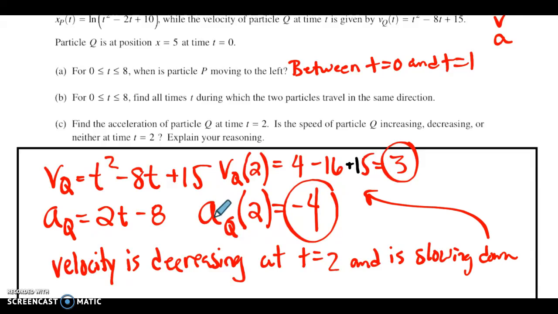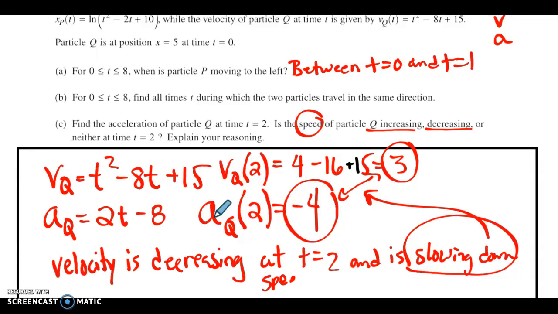It can be a little confusing sometimes when they say, is the speed of the particle increasing or decreasing? The velocity is decreasing at t equals 2 and is slowing down, but they're asking about speed. Speed is always a relationship between these two things. So the object is slowing down, so the speed is decreasing. Always have to look at both.